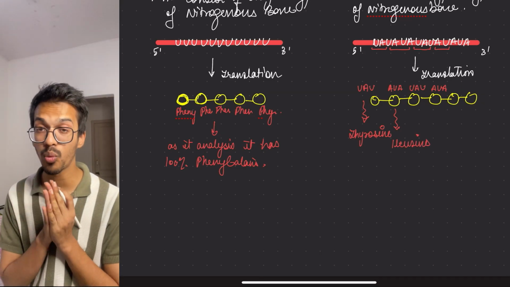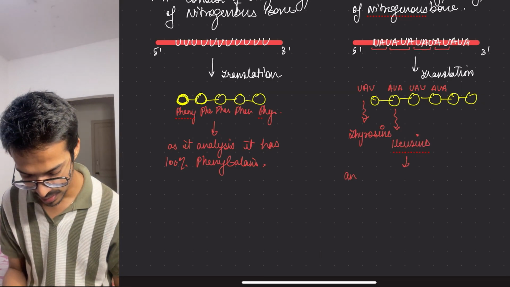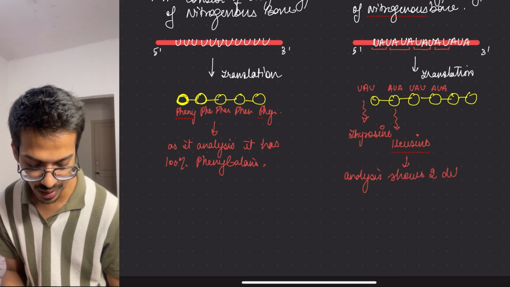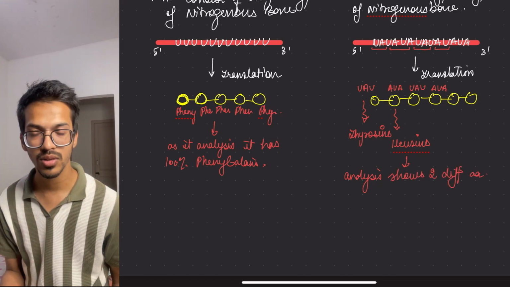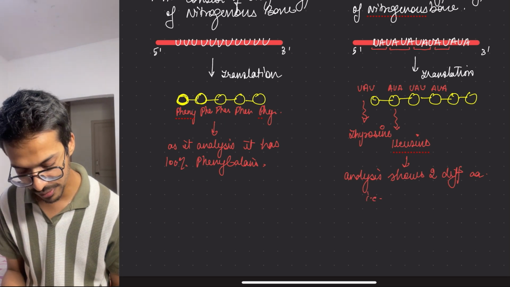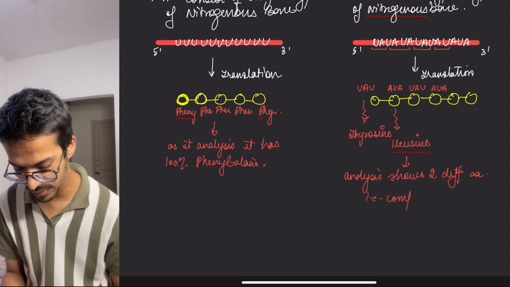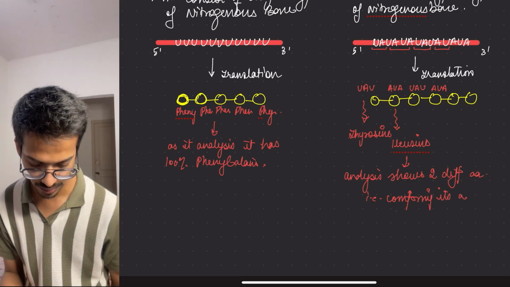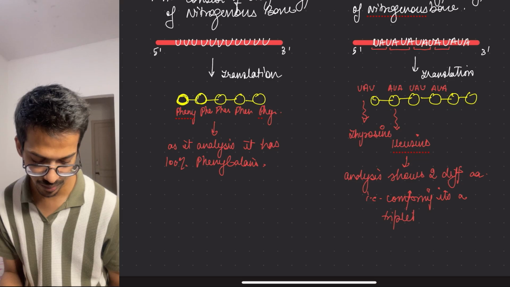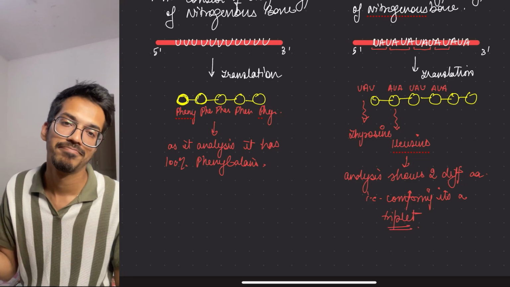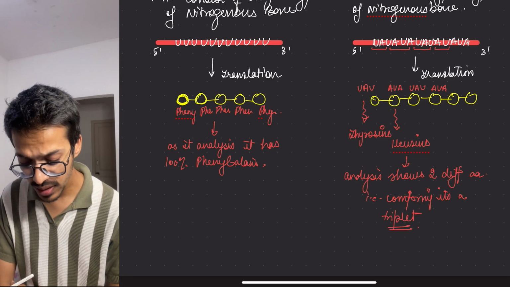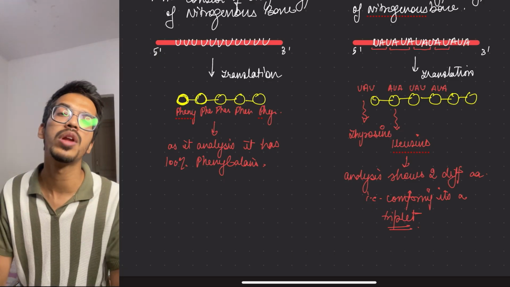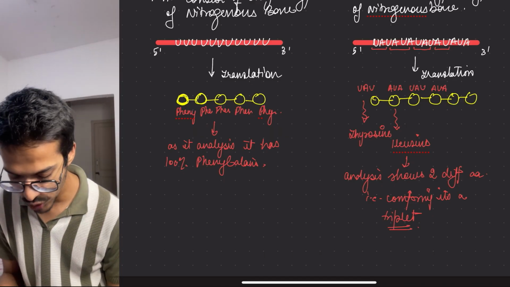Now when he analyzed it, the analysis showed two different amino acids. That is confirming it's a triplet. That's it. Because if it were two, what would happen? If it were two, someone might say, no sir, why not take two? See over here, two will be what?